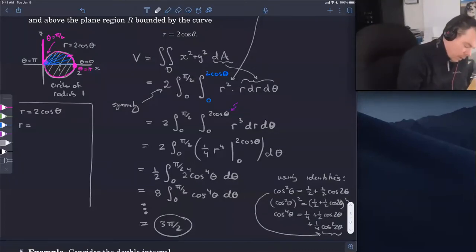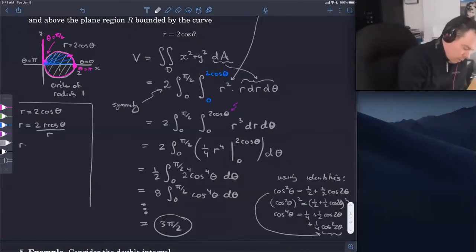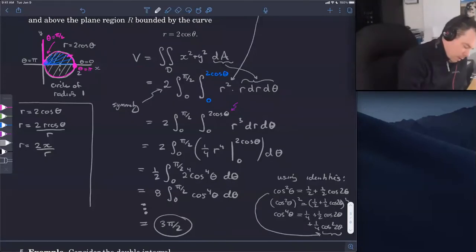So to do that, I would go, well, r cos theta, I know is an x. So I'll introduce an r up top and an r down below so that I could write that as 2x over r. So I artificially insert this r up top and this r down below so that I can get an x appearing in there.